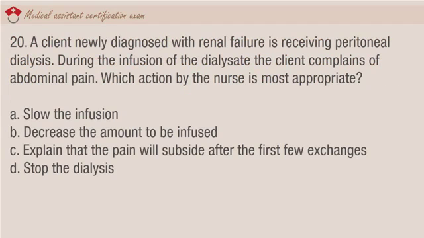Question 20. A client newly diagnosed with renal failure is receiving peritoneal dialysis. During the infusion of the dialysate, the client complains of abdominal pain. Which action by the nurse is most appropriate? A. Slow the infusion. B. Decrease the amount to be infused. C. Explain that the pain will subside after the first few exchanges. D. Stop the dialysis.